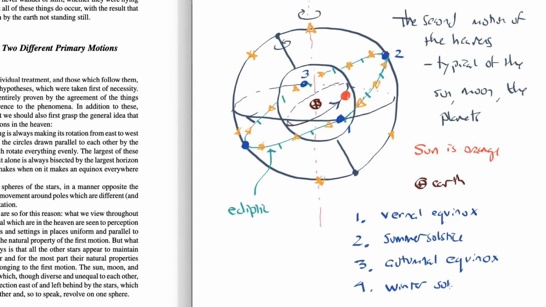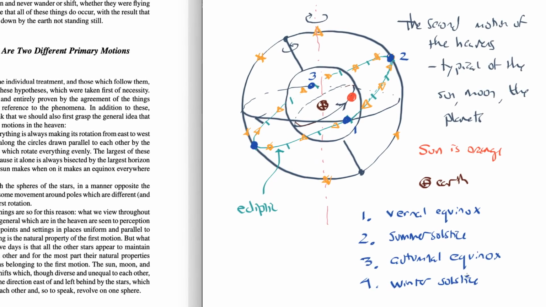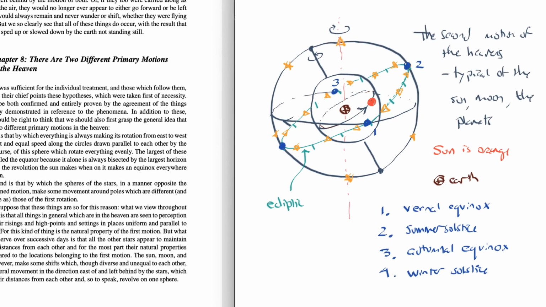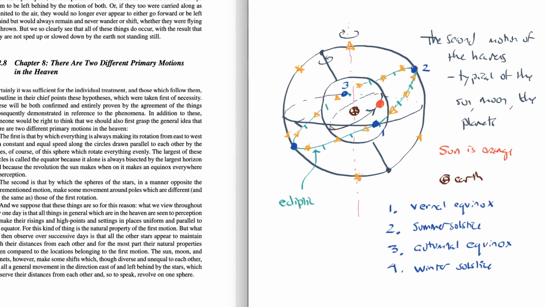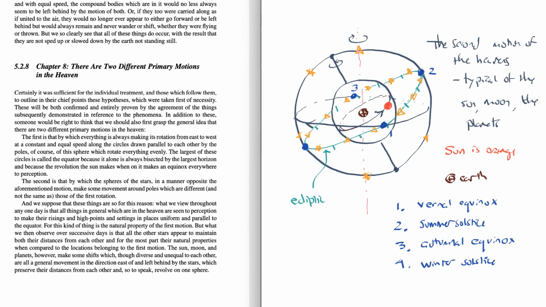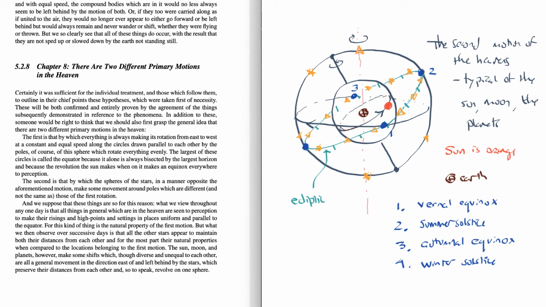So what Ptolemy is doing here is he's reminding us of the two motions. The first motion is the daily rotation of this large celestial sphere around, and the second motion is the motion of objects such as the sun that, on top of the daily motion, have a secondary motion that is in the opposite direction that makes them move through the zodiac.